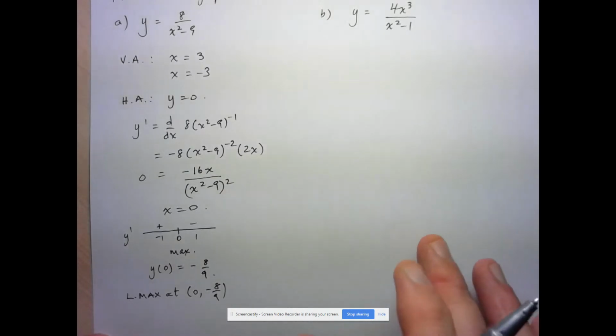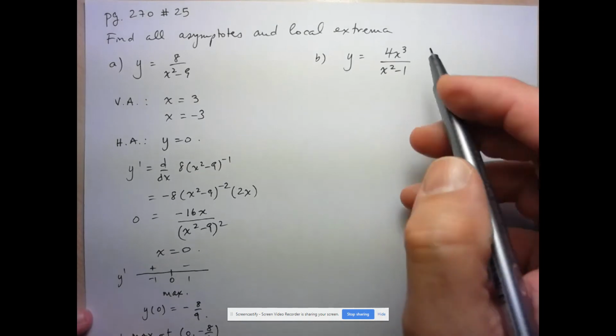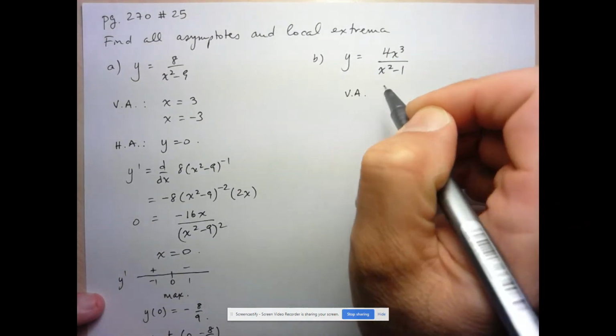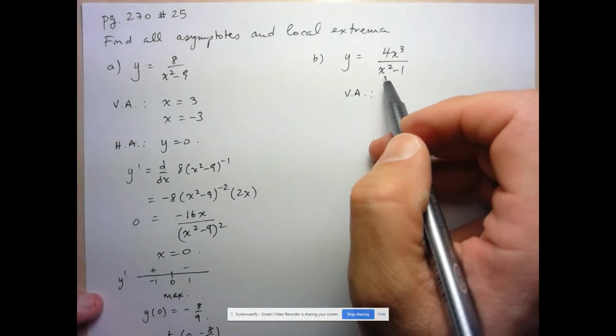All right, so let's move on to the next one. So here, again, this is already in simplified form, so our vertical asymptotes are nice and easy. We just have to determine where the denominator is equal to 0, and that happens at 1 and -1.